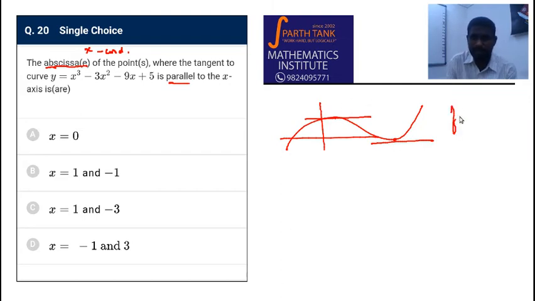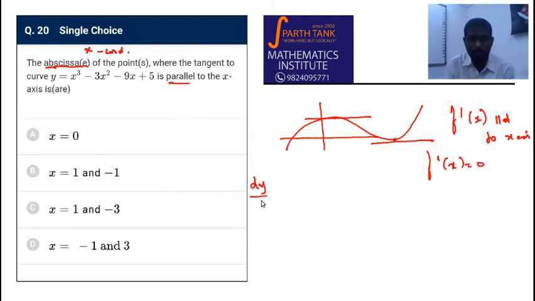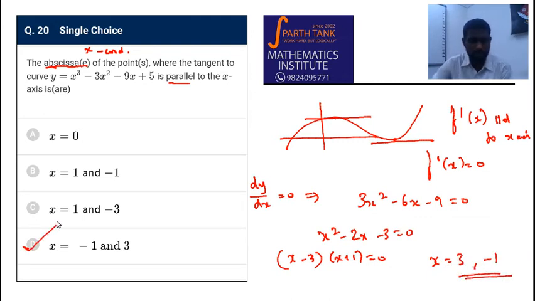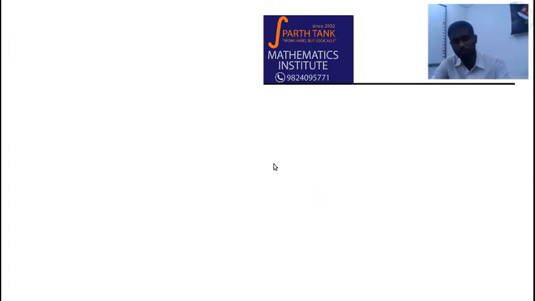Slope of the tangent is f dash of x. If it is parallel to x axis, then f dash of x is 0, which is the same condition as the maxima and minima. So differentiate this, put it equal to 0. dy by dx is equal to 0 implies 3x squared minus 6x minus 9 is 0, or x squared minus 2x minus 3 is 0, or x minus 3 into x plus 1 is 0. So I get x is 3 or minus 1. So 3 and minus 1, option D. Very simple, differentiate and equate it to 0.